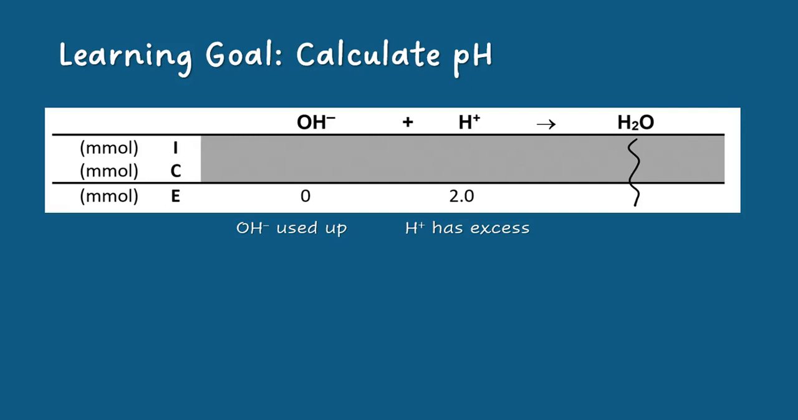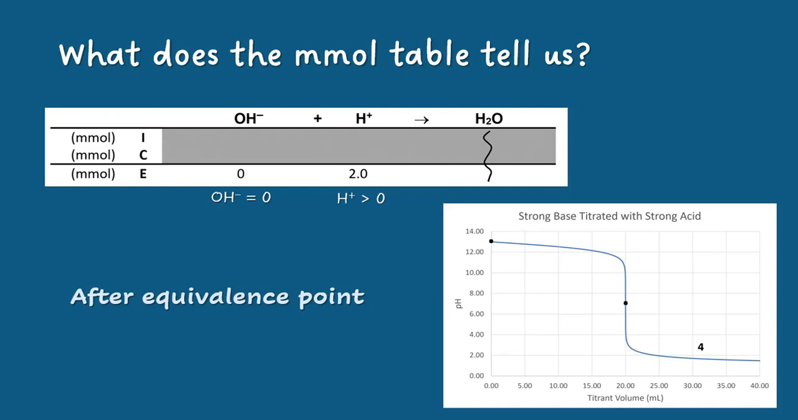In this sample millimole table, we are only looking at the E row. Here, we see that the hydroxide goes to 0, which means it has completely reacted. The H plus titrant is greater than 0, which means there is excess, or more than what was necessary to fully react with the base. This situation puts the reaction progress in region 4 of the titration curve, which is after the equivalence point.